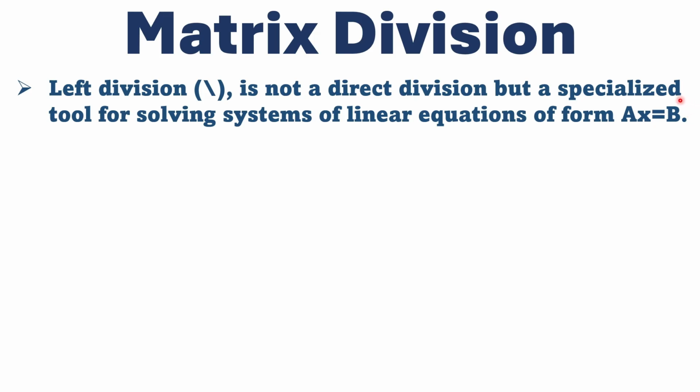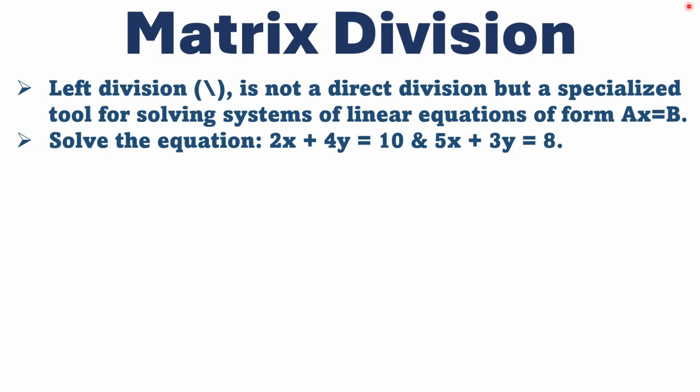Whenever we refer to matrix left division with this backslash symbol, we perform the specialized operation of solving linear equations of the form AX equals B. If you have any equation, you just have to form the matrices in the form AX equals B, and you will get the values for X. Let's solve the equations 2x plus 4y equals 10 and 5x plus 3y equals 8. We have to solve for x and y.